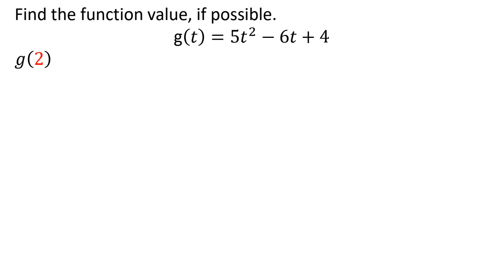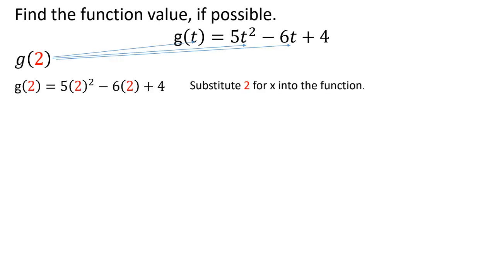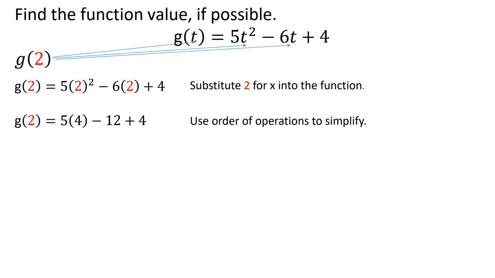So what this means is everywhere I see t, I'm going to replace it with this 2 value. Okay. So I'm evaluating g of 2. So it equals 5 times 2 squared minus 6 times 2 plus 4. Okay, let's simplify once again. 2 squared is 4. So the negative 6 times a positive 2 is a negative 12 plus 4.